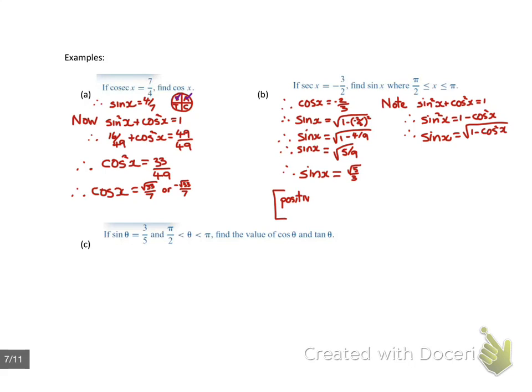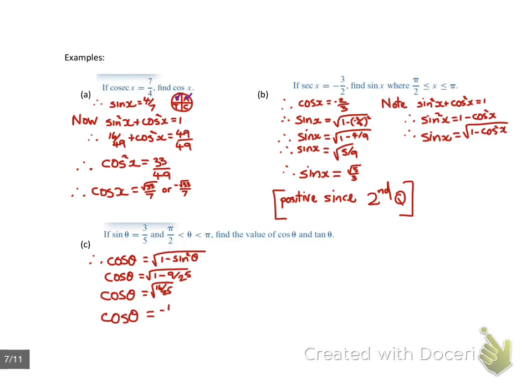The next one, we have sine theta equals 3/5. Oh, and by the way, with that, I've just written there positive since we're in the second quadrant. Okay, let's go ahead. So now we've got sine theta equals 3/5, and we are between pi on 2 and pi, so again we're in the second quadrant. So cos theta is the square root of 1 minus sine squared theta. I'm going to get cos theta is negative 4/5. Now I'm choosing the negative answer because I know cos will be negative in the second quadrant.